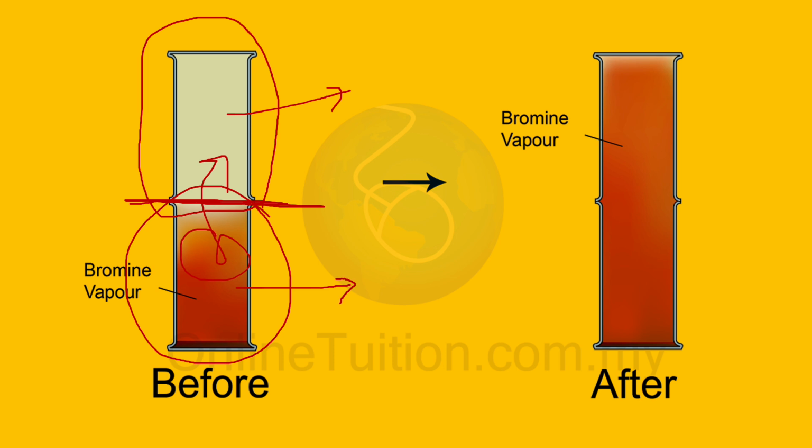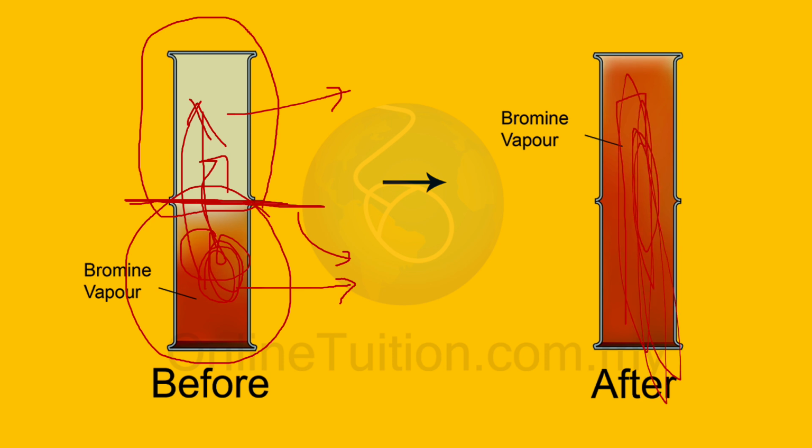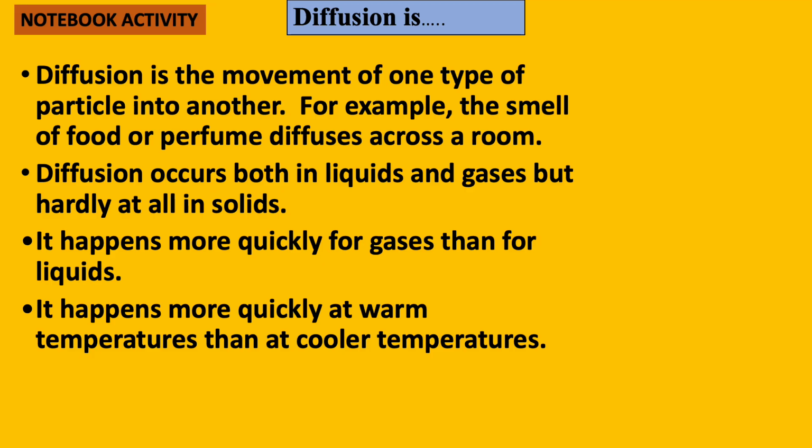Now what will happen if I remove this cardboard? The gas from the lower measuring cylinder will go into the upper measuring cylinder. So gas particles will move from their higher concentration to their lower concentration, and after some time both the measuring cylinders will be entirely filled up with the same amount of bromine gas particles.